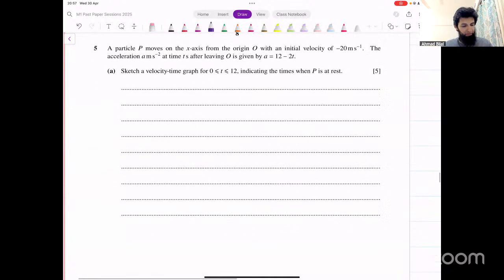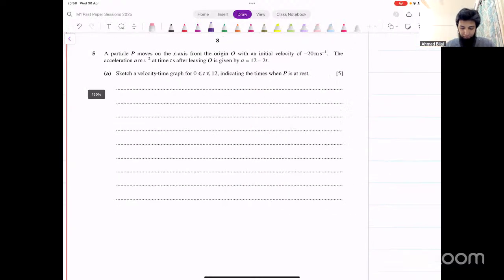Okay, let's have a look at this now. Question number 5 from this paper. It says the particle P moves on the x-axis from the origin with an initial velocity of minus 20 meters per second. The acceleration at time t seconds after leaving O is given by a equals 12 minus 2t. Sketch a velocity time graph for 0 to 12, indicating the times when P is at rest.